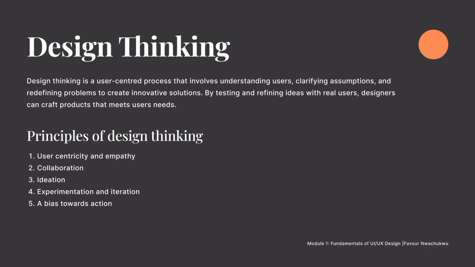What is design thinking? Design thinking is a user centered process that involves understanding users, clarifying assumptions, and redefining problems to create innovative solutions. By testing and refining ideas with real users, designers can craft products that meet users' needs. So design thinking is iterative. It's a process that UI UX designers have to take to understand users. Remember I said it's a process and it's also iterative, so it's not a linear path.